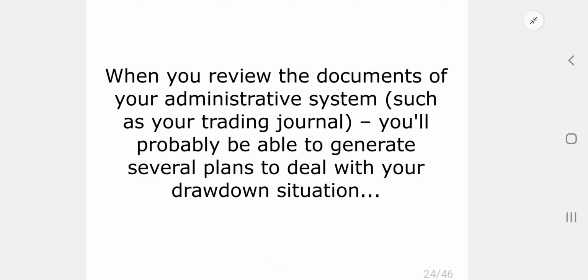When you review the documents of your administrative system, such as your trading journal, you'll probably be able to generate several plans to deal with your drawdown situation.